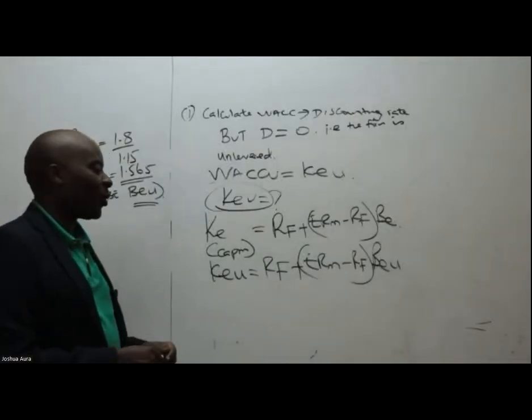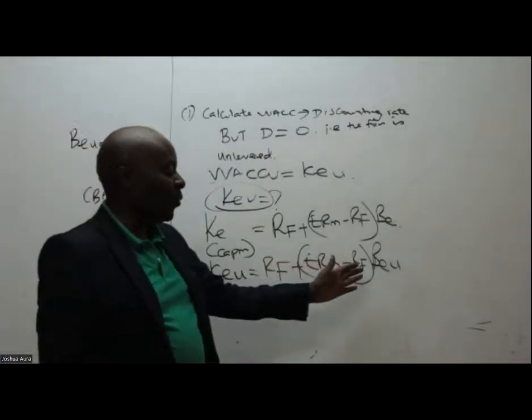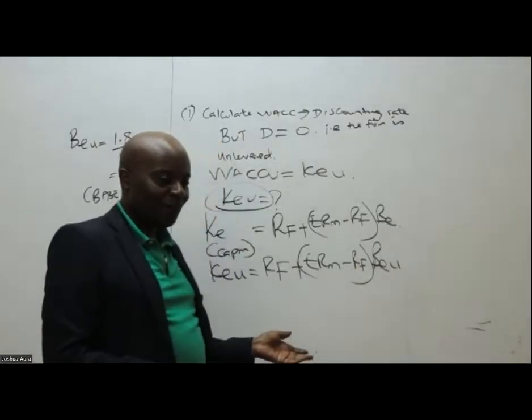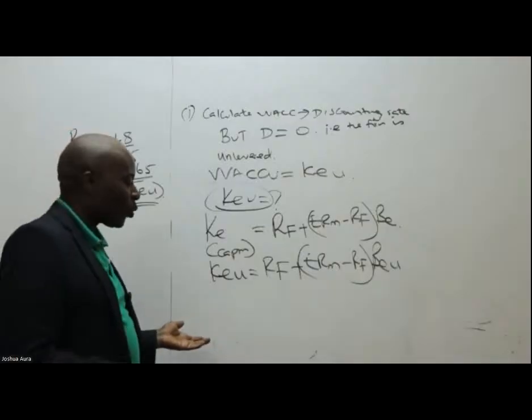So I have to use BEU on the other side of the coin. Beta equity of unlevered firm of the industry that I'm going into.